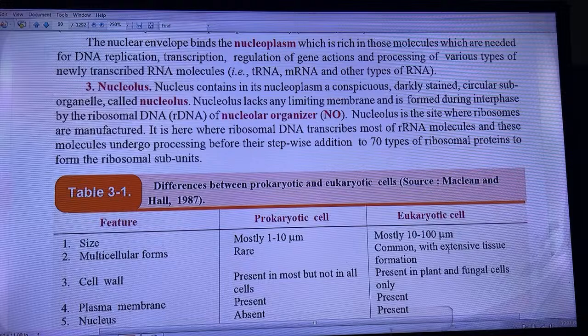Nucleolus lacks any limiting membrane and is formed during interphase by the ribosomal DNA or DNA of nucleolar organizer. Nucleolus is the site where ribosomes are manufactured. It is here where ribosomal DNA transcribes most of the RNA molecules, and these molecules undergo processing before their stepwise addition to 70 types of ribosomal protein to form ribosomal subunits.